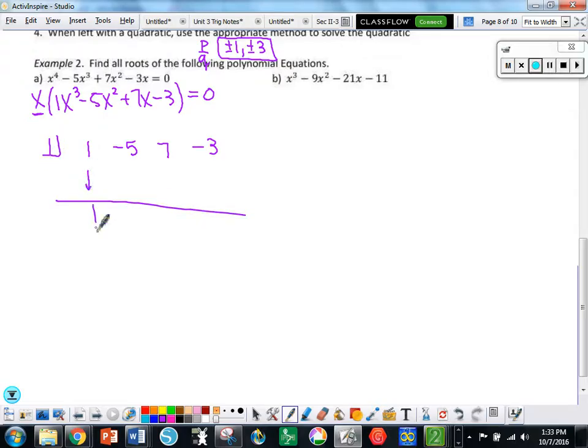Bring down the 1. 1 times 1 is 1. Add, you get negative 4. Multiply, you get negative 4. Add, you get 3. Multiply, you get 3. Add.